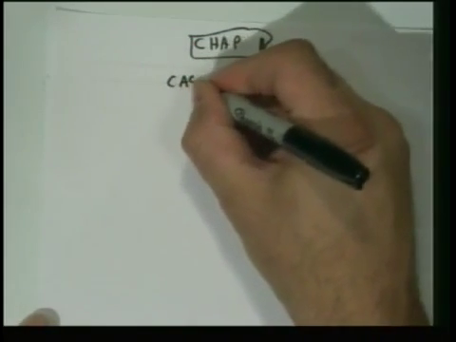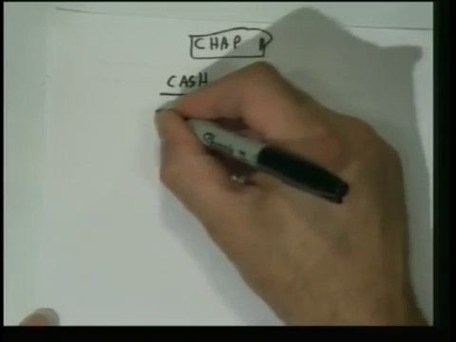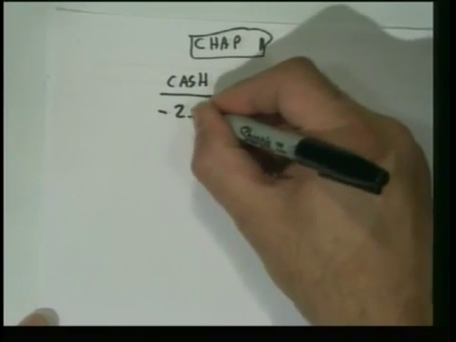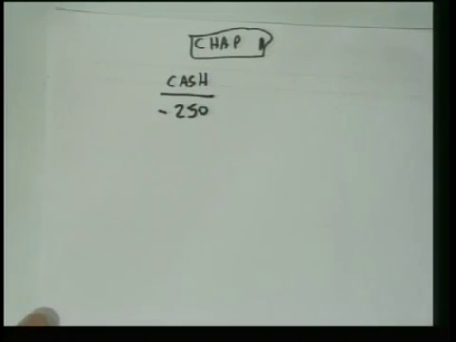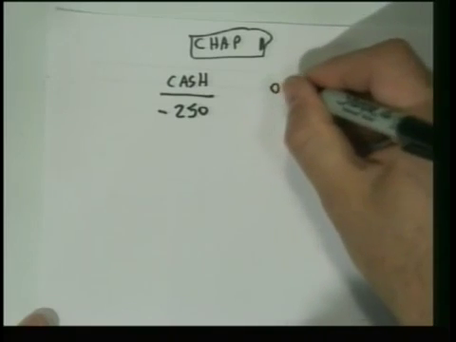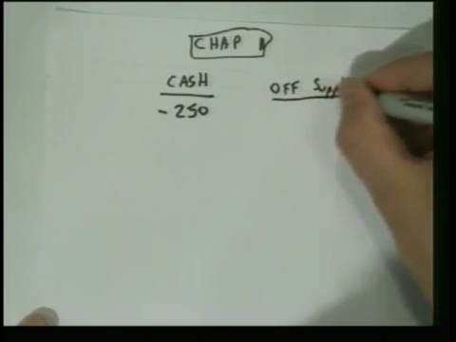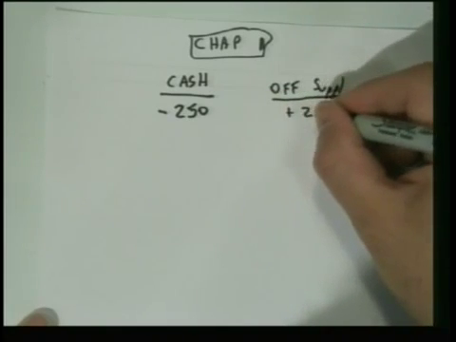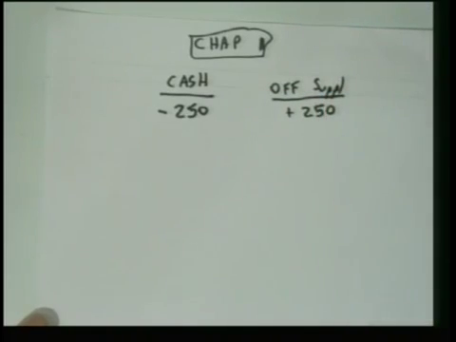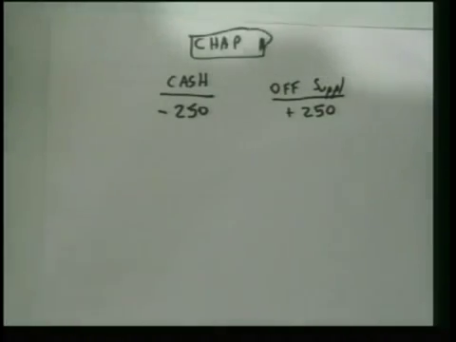We said cash decreases by $250, correct? And office supplies increases by $250, correct? You with me? Now, imagine that this was quick study 2.3.